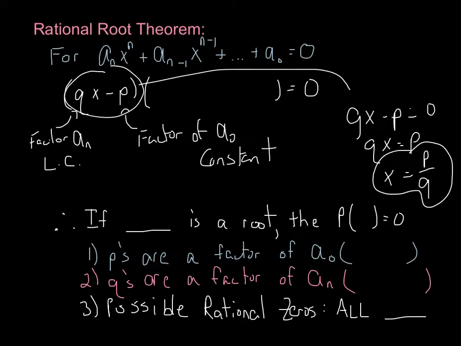So, if some p over q, remember p is a factor of the constant and q is a factor of the leading coefficient, is a root, then P of p over q, when you plug it in, is going to be 0. Where the p's are the factors of a sub 0, that's the constant, we already said that. The q's are the factors of a sub n, which is the leading coefficient.